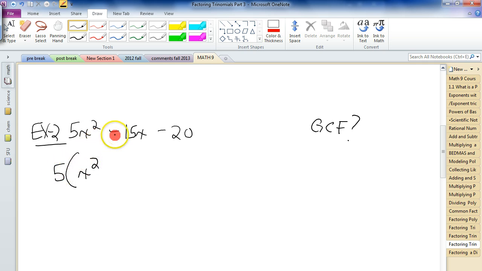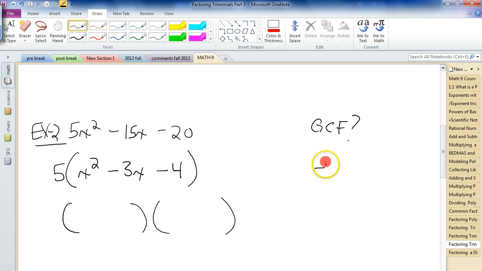What times 5 gives you negative 15x? Negative 3x. What times 5 gives you negative 20? Negative 4. Leave the 5 for now, we'll come back to it later. There's our trinomial, and look, we can do the easy method because there's nothing in front. So, let's put our brackets. They have to multiply to give us negative 4. There's your factors of 4. Which combo is going to give you negative 3? Well, that one won't. This one will.